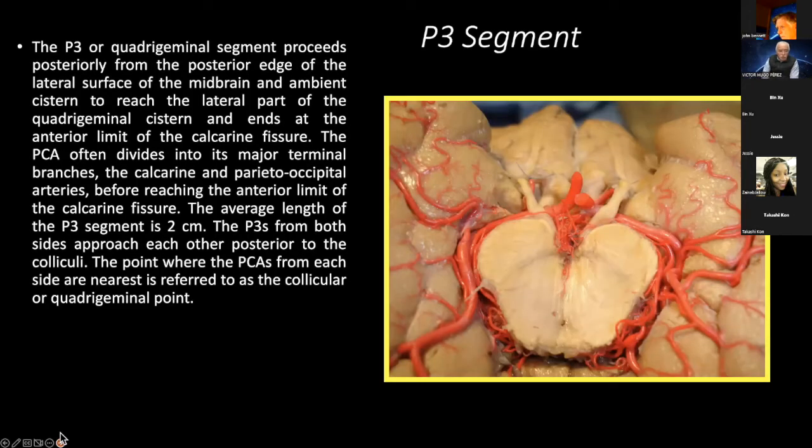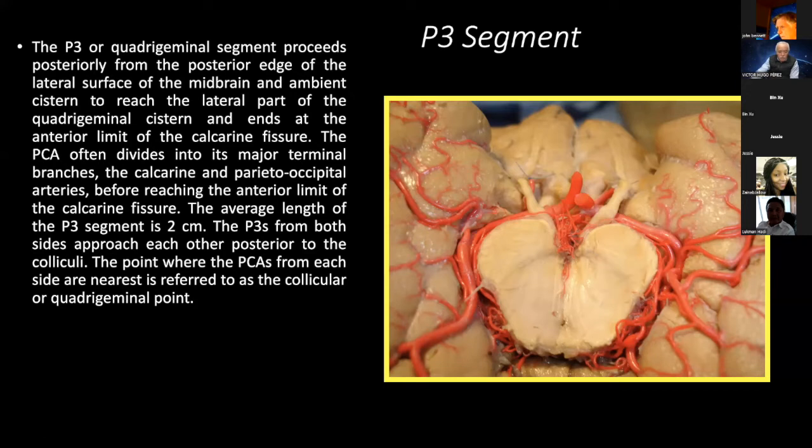The P3 or quadrigeminal segment proceeds posteriorly from the posterior edge of the lateral surface of the midbrain and ambient cistern to reach the lateral part of the quadrigeminal cistern and ends at the anterior limit of the calcarine fissure. The posterior cerebral artery often divides into its major terminal branches, the calcarine and parieto-occipital arteries, before reaching the anterior limit of the calcarine fissure. The average length of the P3 segment is 2 centimeters.